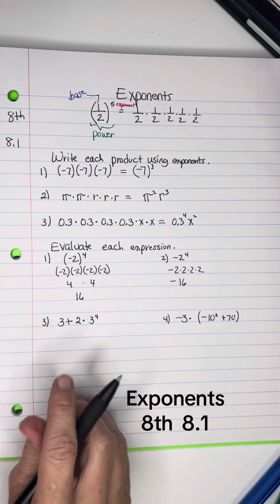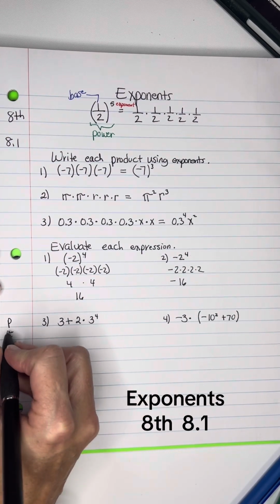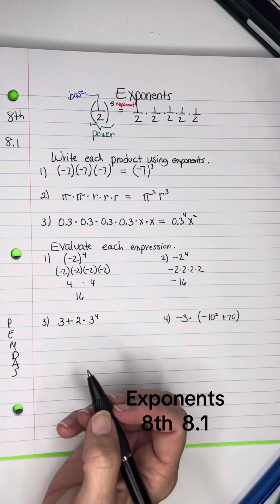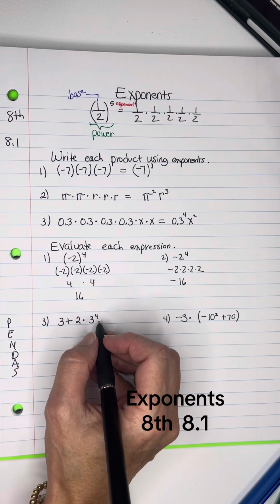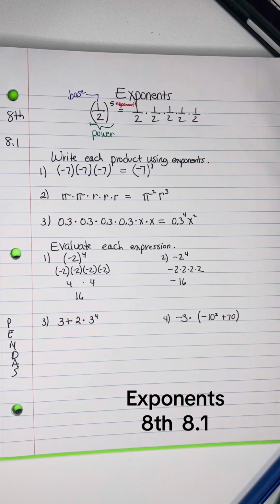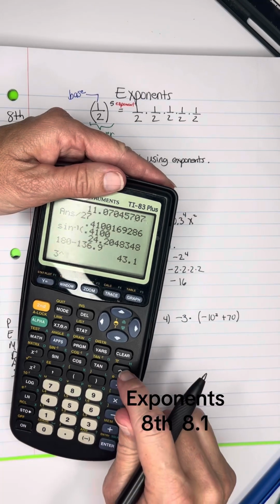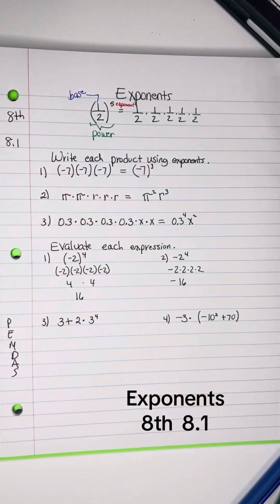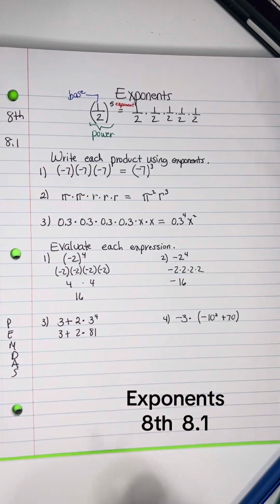Now, if we evaluate this according to PEMDAS, please excuse my dear Aunt Sally. I don't have any parentheses, but I do have an exponent, and 3 to the 4th is 3 times 3 times 3 times 3. And if your teacher allows you to use a calculator and you have this button or some other button similar, that's going to be 81. So I have 3 plus 2 times 81.